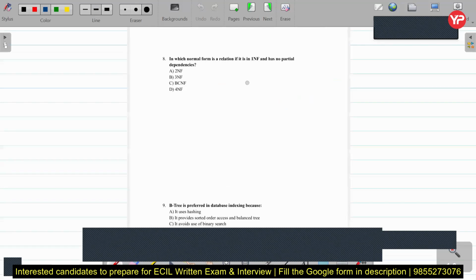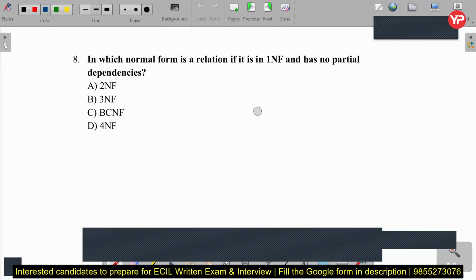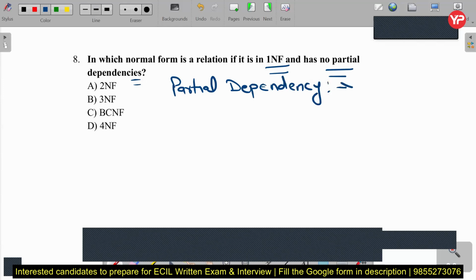Now, in which normal form is a relation if it is in 1NF and has no partial dependency? First of all, we need to discuss what we mean by partial dependency. Partial dependency says that suppose we have a functional dependency X determines Y, where X is a set of attributes and Y is also a set of attributes.